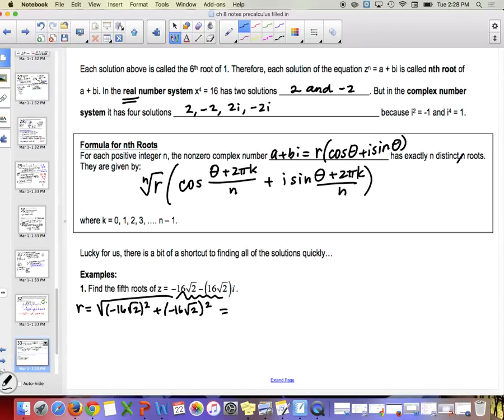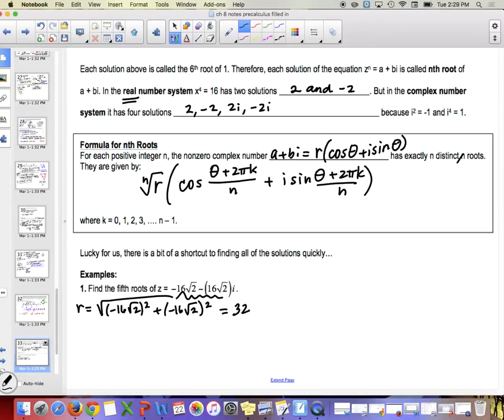I forgot about i. I don't need an i. Why do I not need an i? Because it's always just a squared plus b squared. It's in the a plus bi form. I knew that. You're just going for that bonus point, aren't you? All right, so we get r equals 32.